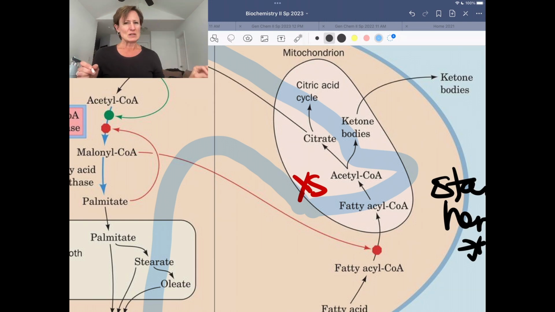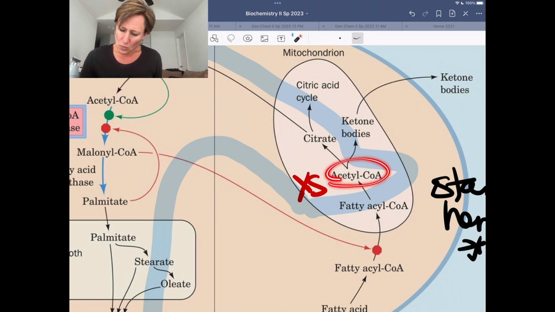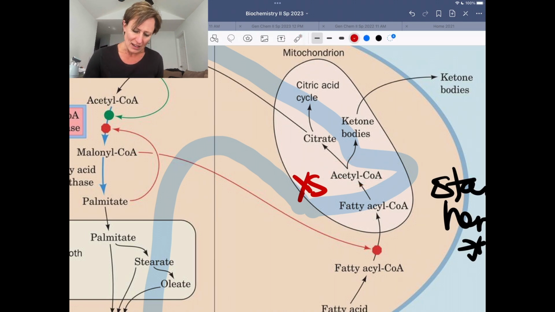So we do not want to be taking that acetyl-CoA and making it back into fatty acids. So this is only from carbohydrates or amino acids. Okay, so what's going to happen is that acetyl-CoA is going to be combined with oxaloacetate using the enzyme citrate synthase. Now, this is an important piece.